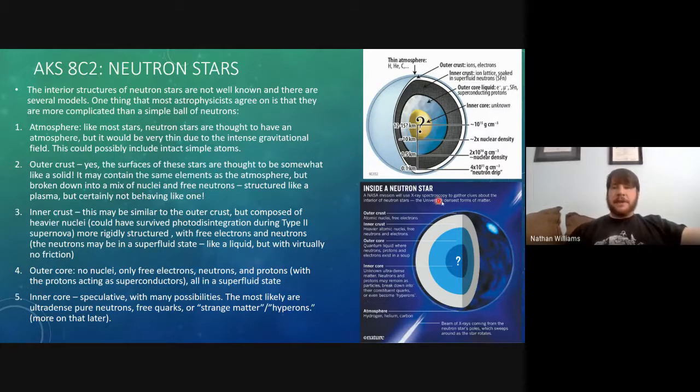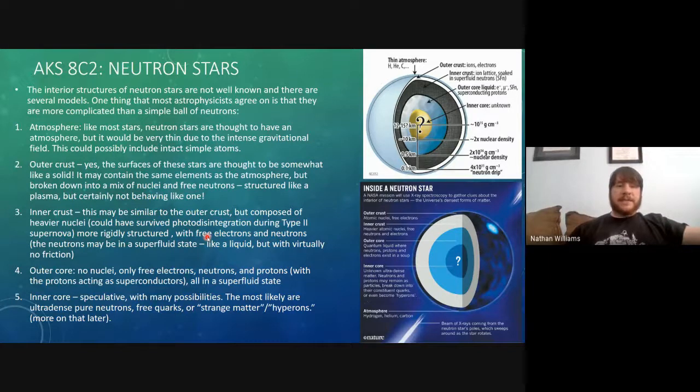Now, below that, we can have this inner crust, which, again, is still not going to be very thick either. Like it says here, maybe half a kilometer. That's it. You can walk that distance in minutes. But anyway, it says it can possibly be composed of heavier nuclei. These are nuclei that might have survived photodisintegration during the Type II supernova that could have produced this star. And this layer may also be more rigidly structured, with some of the nuclei forming a crystal lattice, like you might see with silicon dioxide molecules making up a quartz crystal lattice in an actual normal solid.